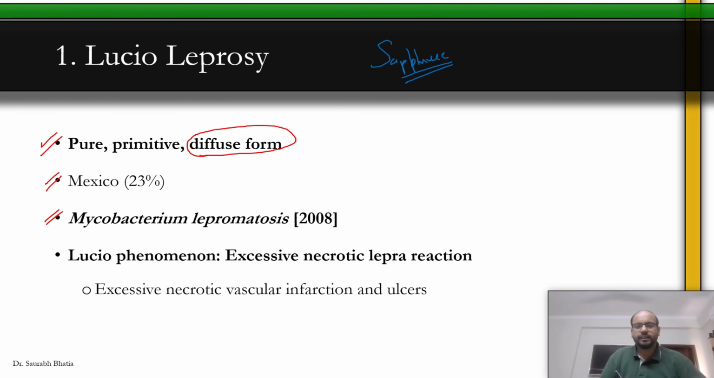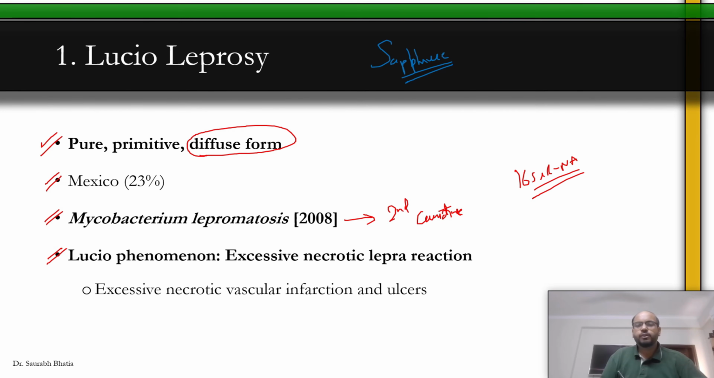We have discussed that in detail in that separate lecture. And this is the second causative agent of leprosy. Some authors think that it's a mutant form of M. leprae, but by 16S ribosomal RNA analysis, it has been found to be a separate species from M. leprae. Lucio leprosy is also characterized by Lucio phenomena.